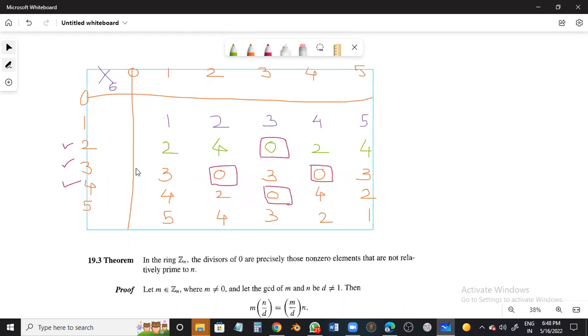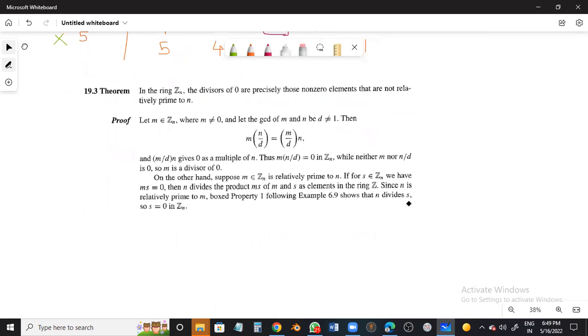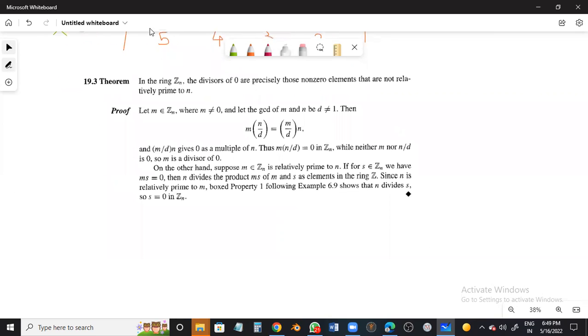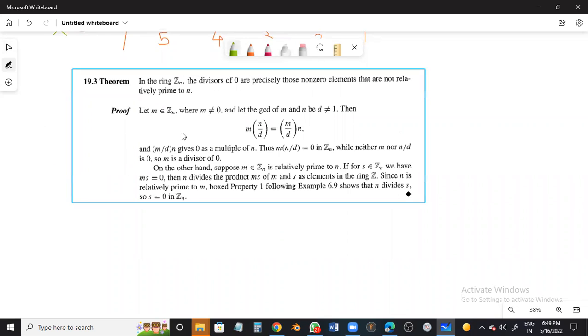What are the 0 divisors? 2 is there, 3 is there, 4 is there, but 5 is not. 5 is not a 0 divisor. 1 is not a 0 divisor. So the numbers which are relatively prime to 6, they are not divisors of 0. This is what we mean. Have to prove it. So you can see the proof.